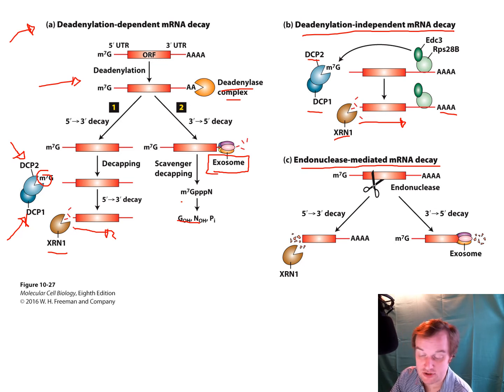And then lastly, we have an endonuclease-mediated RNA decay. And this is where endonucleases come in and essentially chop up the mRNA into smaller pieces where both XRN1 and the exosome-mediated decay can both take place.